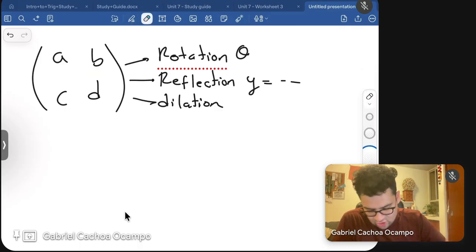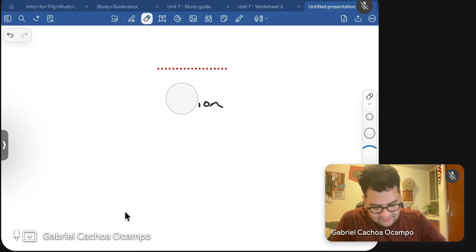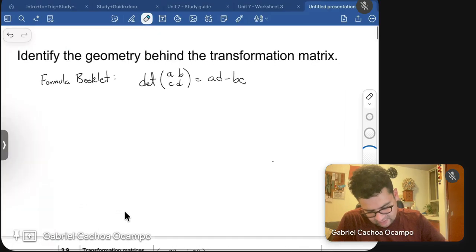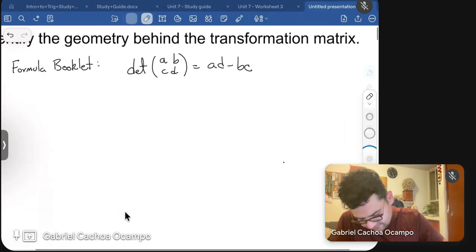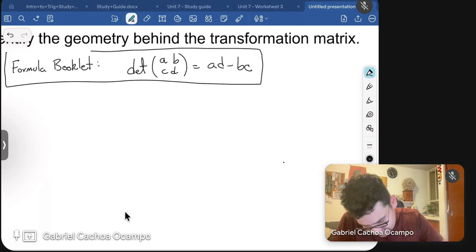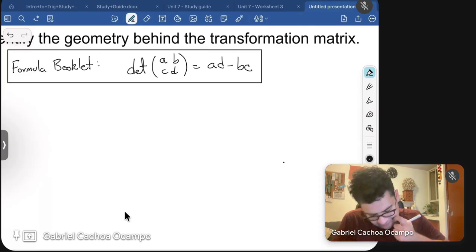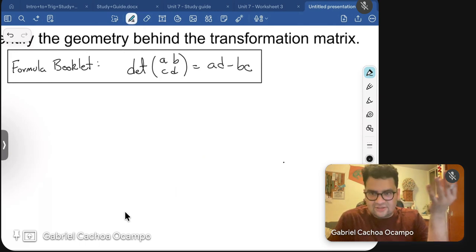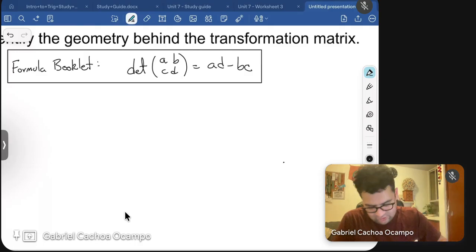So first of all, let me talk about this formula that appears in the formula booklet. That is the formula of the determinant. This is not the first time that we've seen it. The determinant will tell us what type of transformation is happening behind the matrix.